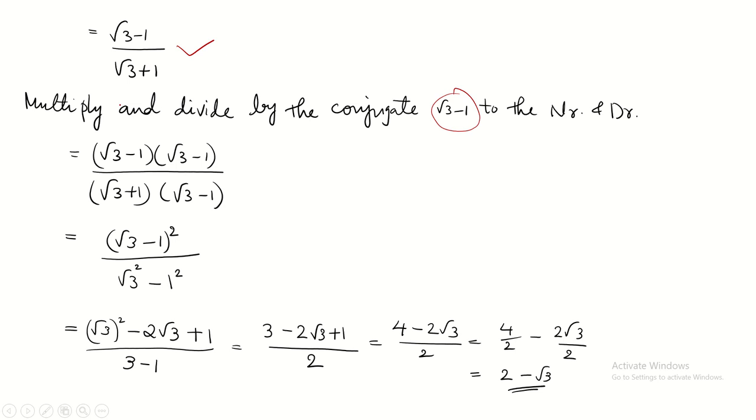Okay, so here multiply and divide by the conjugate. I have written what the conjugate is, root 3 minus 1, to where? To the numerator as well as the denominator. You have to multiply and divide by root 3 minus 1. So here root 3 minus 1, root 3 minus 1.